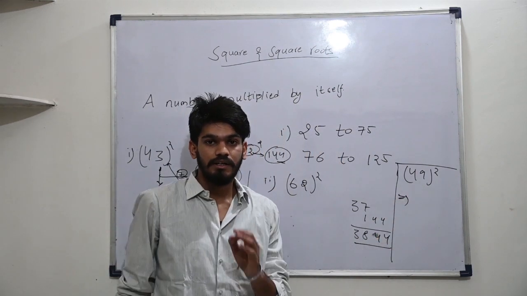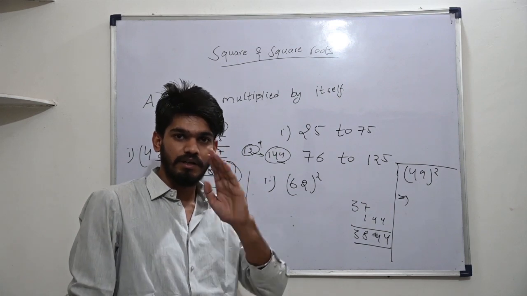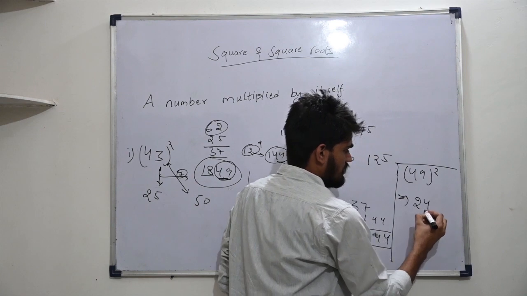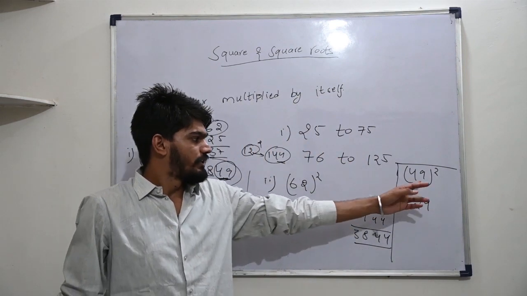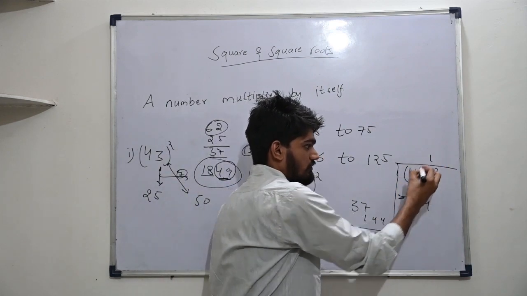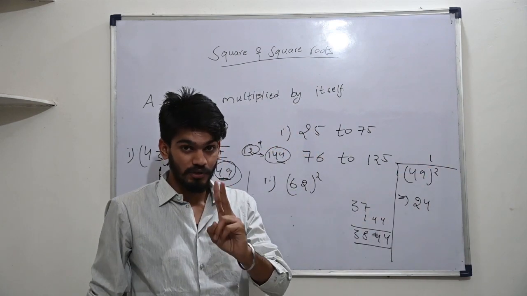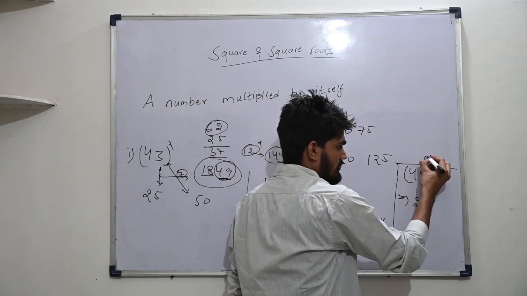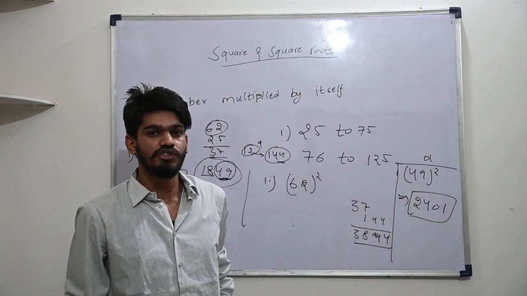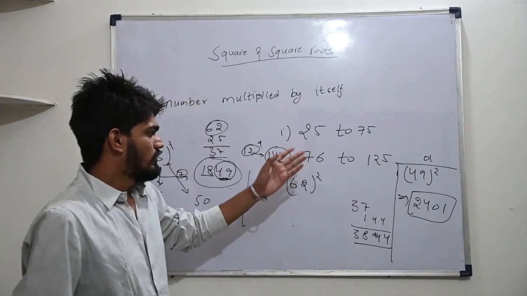First, the difference with 25, write this as it is. The difference with 25 is 24. Now the difference with 50 is 1, and its square is 1. But as I told you, it should be two digits, so we will write it as 01. And that's the square of 49, 2401. You can check this as well. Okay, that's about squares from 25 to 75.